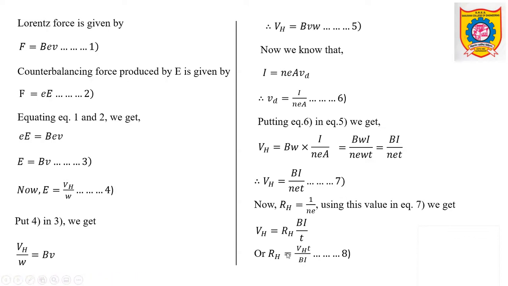See, equation 8 gives the value of RH, that is Hall coefficient. If we consider this equation for Hall coefficient as 1 upon Ne, this is always constant because N is carrier concentration, it will be constant, and charge is also constant. That means for a certain given specimen, the value of Hall coefficient is constant. So this constant is equated with this ratio VHT upon VI.